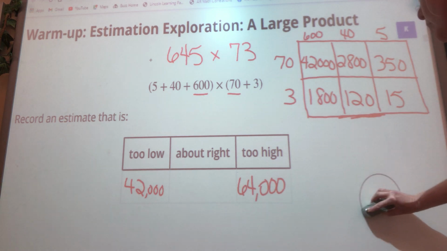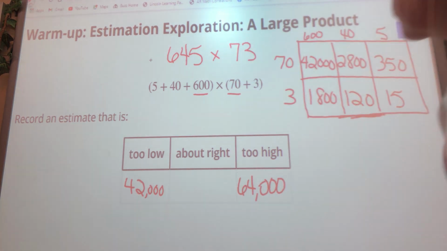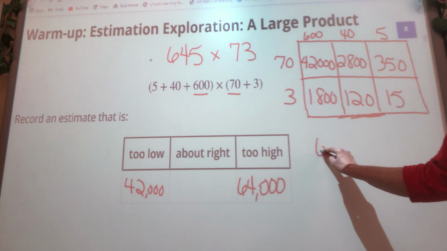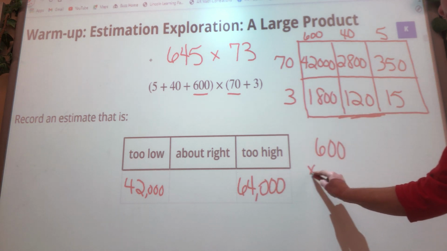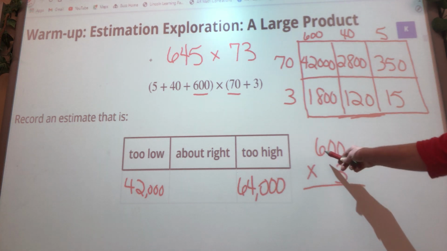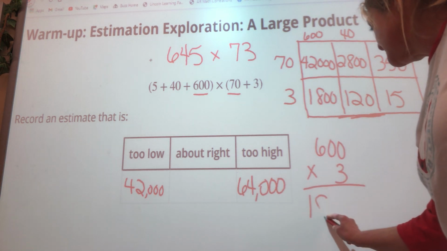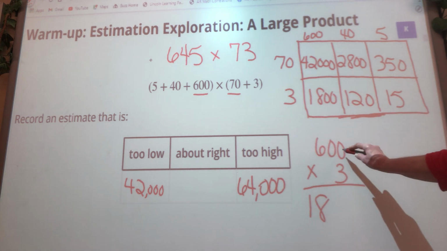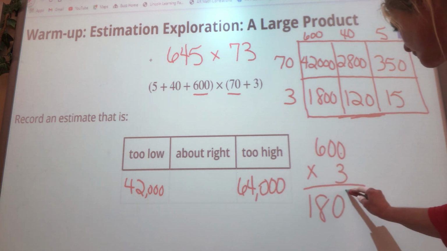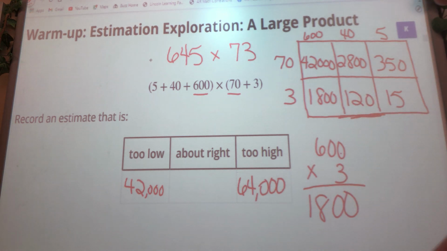Okay, and then in the next row, we have 600 times 3. If we just look at the whole number parts that we see, 3 times 6. 3 times 6 is 18. And we have remaining multiples of 10 place values, 1, 2. So there's where we get our 1,800.